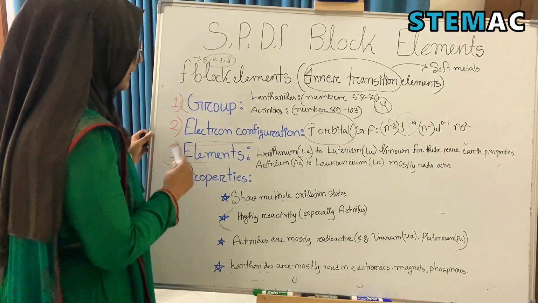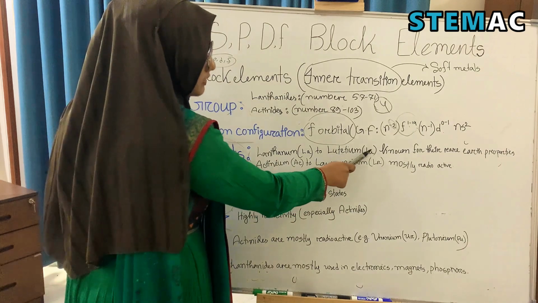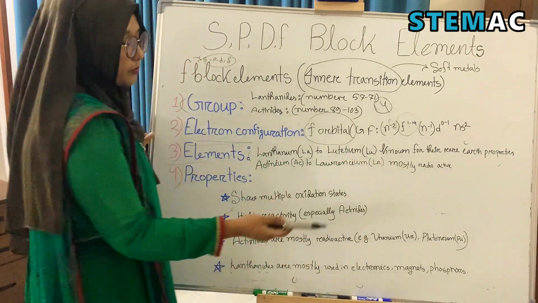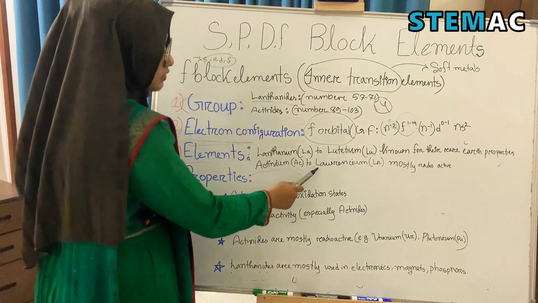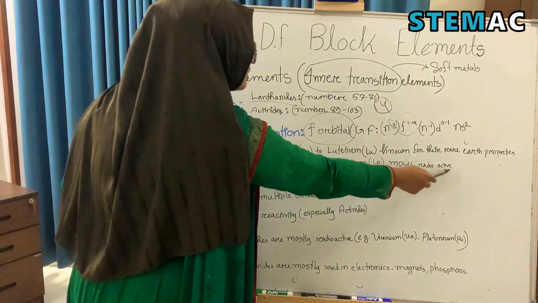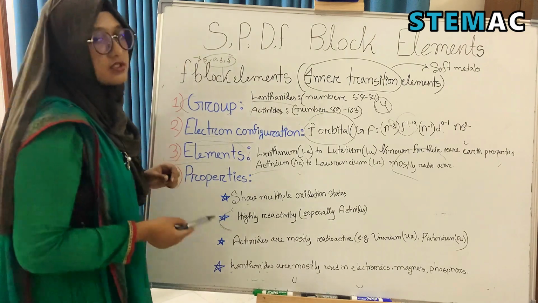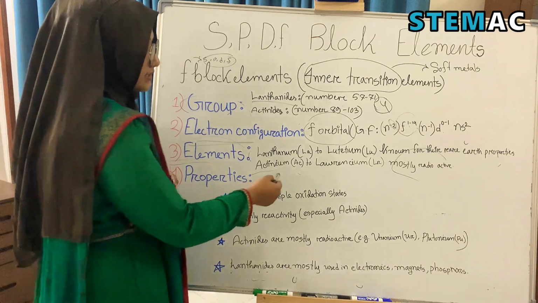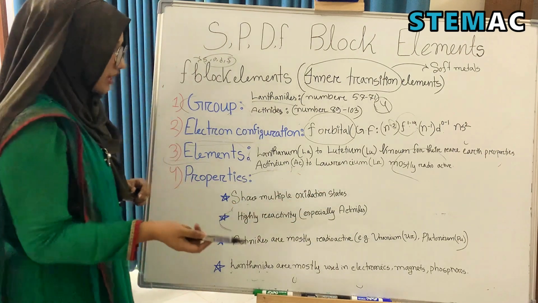And for the elements, lanthanum to lutetium are known for their rare earth properties, which is the lanthanide series, and actinium to lawrencium are mostly radioactive. So the lanthanide series has mostly earthy properties, and the actinide series, actinium to lawrencium, is mostly radioactive.